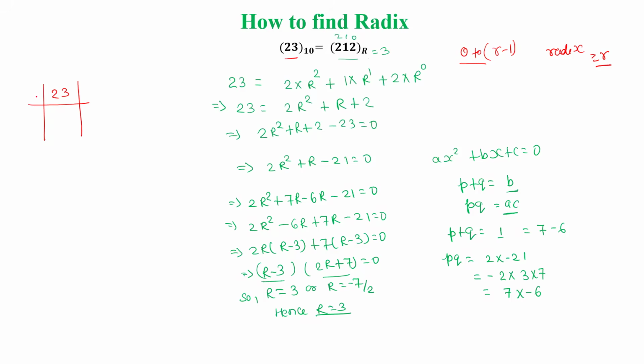So if you divide by 3, we have 7 times, 21, so the remainder is 2. Again, if you divide 7 by 3, 3 two times is 6, am I right? Remainder is 1. Now the new quotient is less than 3. So this value is 212, with radix 3. Sometimes they ask for radix 5 also. Like this, we are able to convert one number system into another number system.